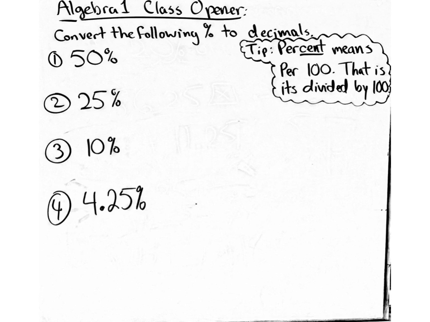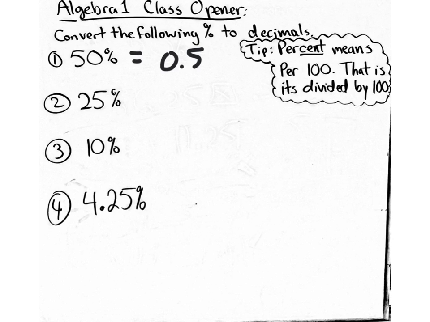We're going to try to record this whole lesson, converting the following percents to decimals, all right? So we all know that 50% is really 1/2. And we all should know that half of something, half of 1 is what? 0.5. So the decimal is simply 0.5. So this answer is 0.5 if you want to call it.